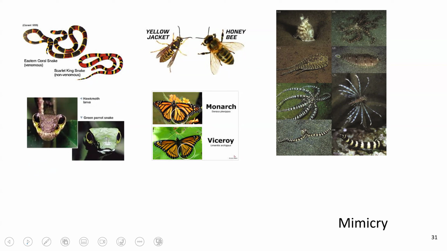All right, when it comes to camouflage or coloration, we have two types of mimicry. So these are mimicry. We have Batesian. So these guys are Batesian. These guys are Mullerian.